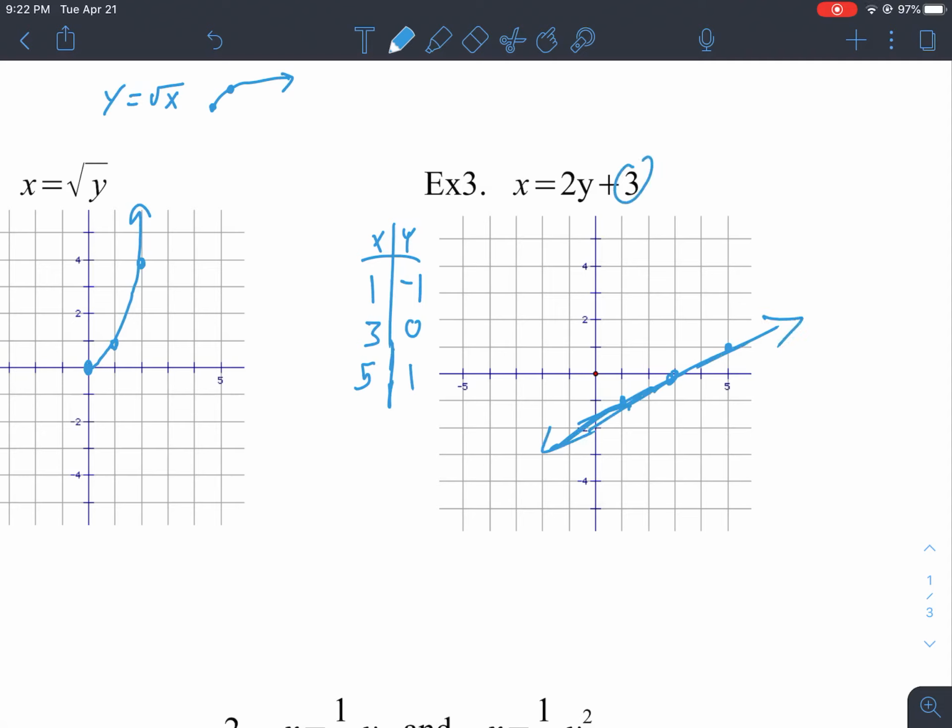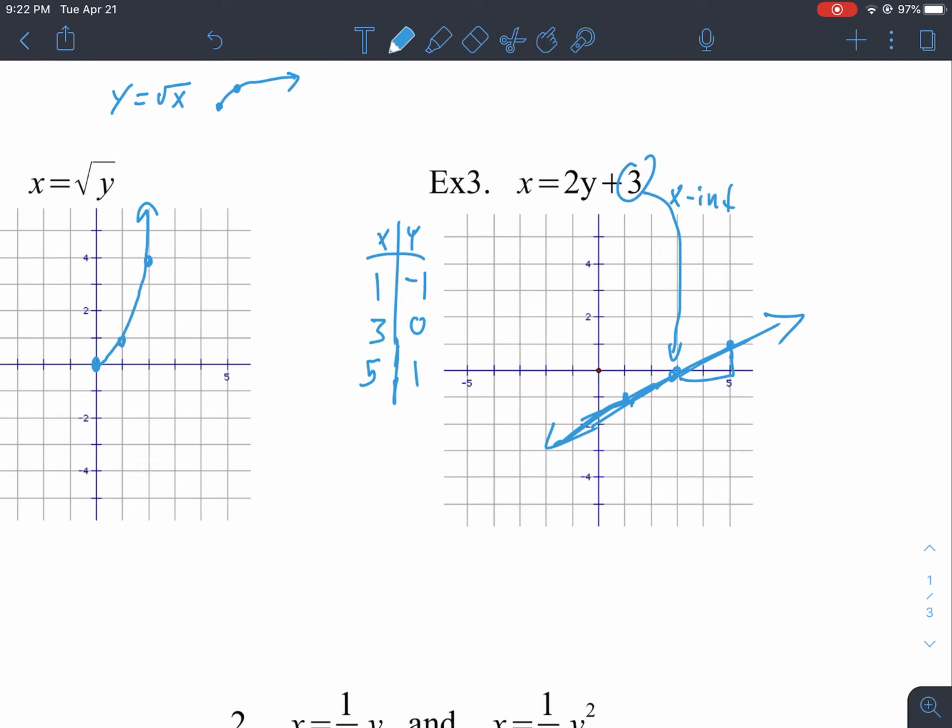So this 3 is now the x-intercept, and the slope is over 2, up 1. Over 2, up 1. Now, over 2, up 1. So this is the over, and this is the up. So it's kind of switched around.